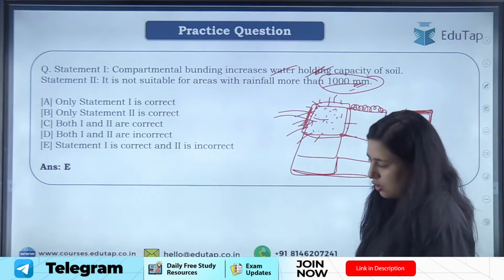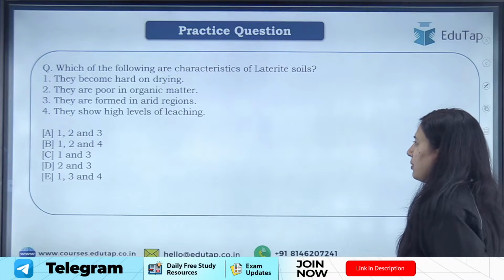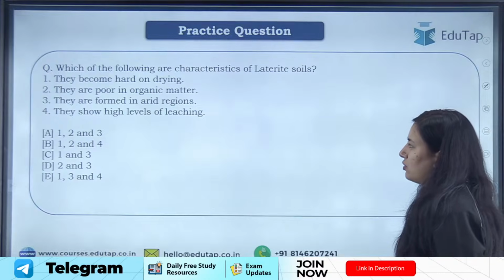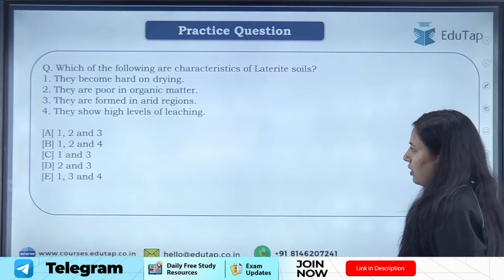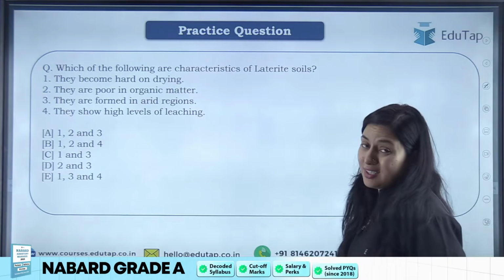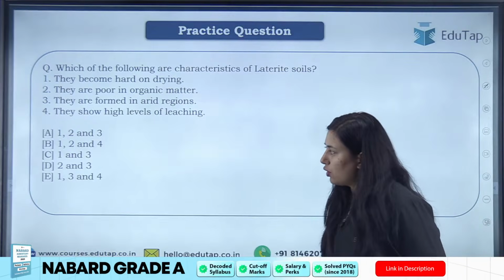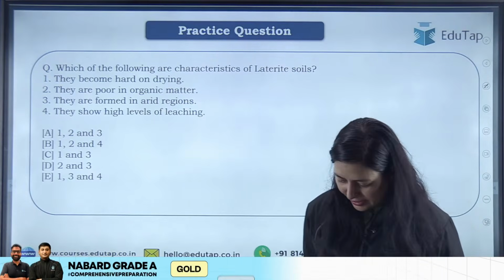ठीक है, चलो नेक्स्ट इज विच ऑफ द फॉलोइंग आर कैरेक्टरिस्टिक्स ऑफ लेटेराइट सॉइल. ठीक है, फर्स्ट इज दे बिकम हार्ड ऑन ड्राइंग, they are poor in organic matter, they are found in arid region, they show high level of leaching. What will be the answer here? ठीक है, which of the following is characteristic of laterite soil?